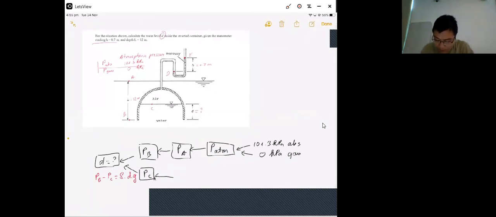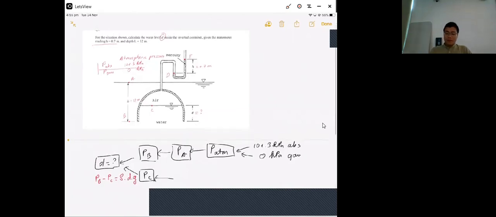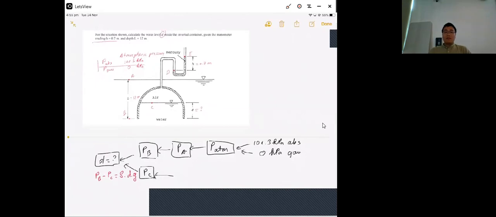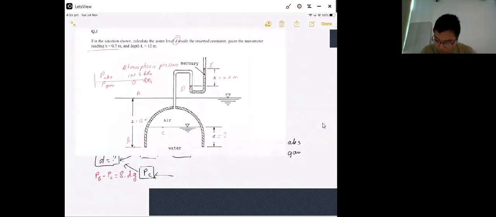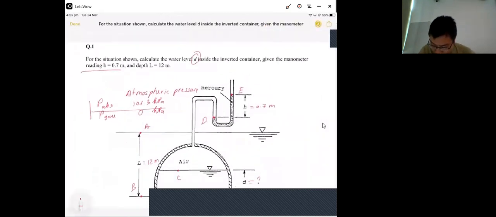How to find PC? Between C and D is air, so the pressure is the air's. The pressure change in the air is very small, which means the pressure difference between C and D is very small. C is the water surface, D is the mercury surface. For example, PO is the pressure inside this container. So PC will be equal to PO, and PO equal to PD.